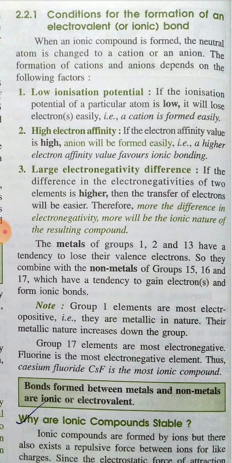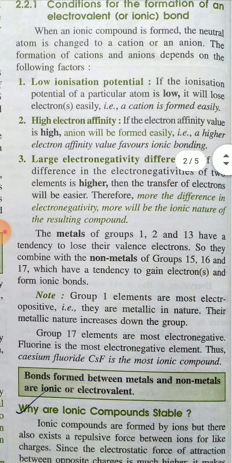Here is one note given. Note, group 1 elements are most electropositive. They are metallic in nature, and their metallic nature increases down the group. And group 17 elements are most electronegative.